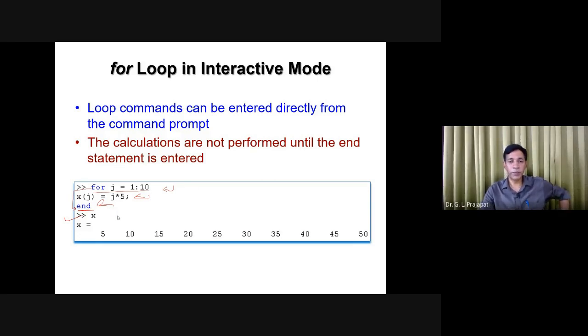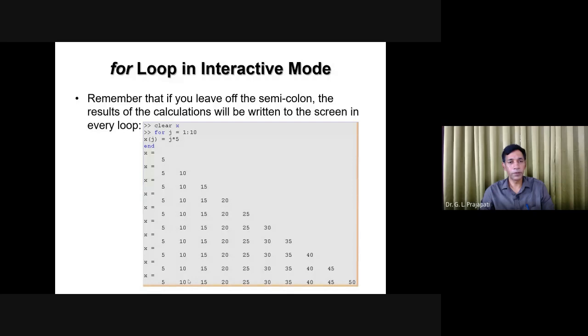Like if you have an if, you must have a matching end. For every for you must have an end. And this can be nested also. You can use nested loops, so you can also nest the for.